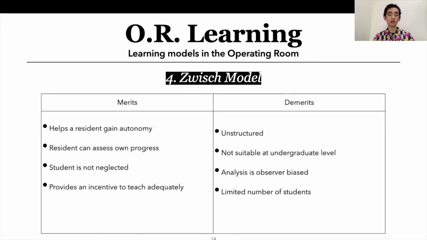The merits are that it helps the resident gain autonomy. So there's a goal at the end of the model, and the resident can assess their own progress. They're not neglected, and it also provides an incentive to teach adequately. Demerits, again, it is a very unstructured model. It only sets a goal for the students. It doesn't tell them how to reach that goal, and it's not suitable for undergraduates because we're just learning the basics. The analysis and the grading can also be observer biased, and only a limited number of students can be observed at the same time.